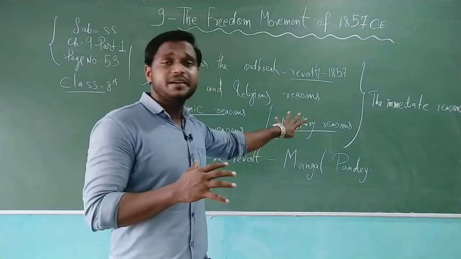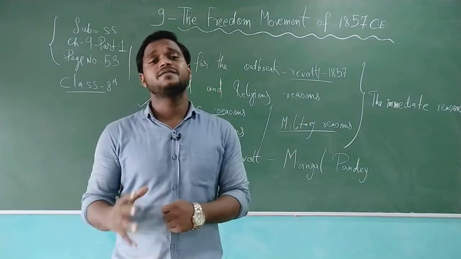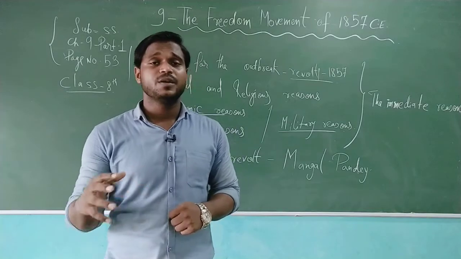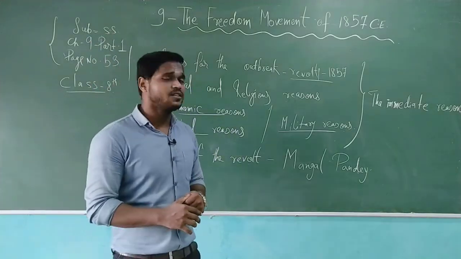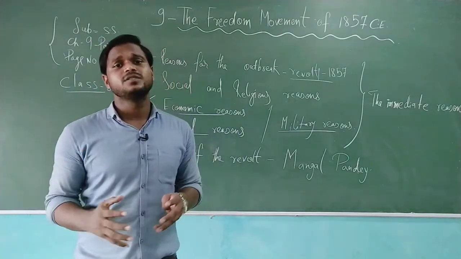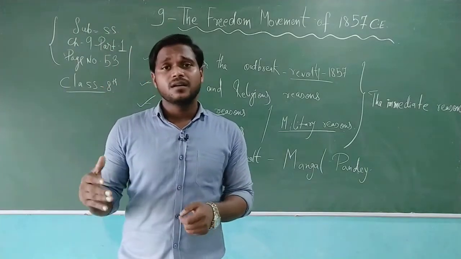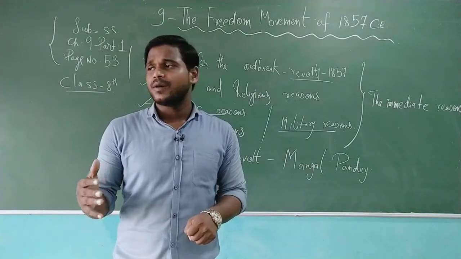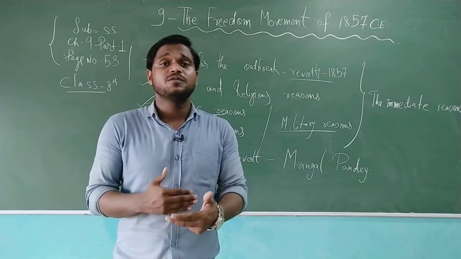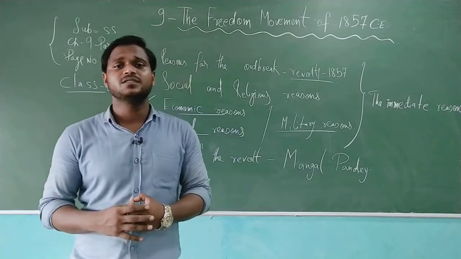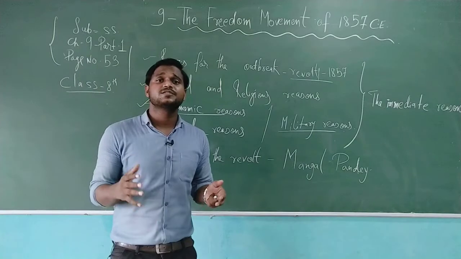Now if you talk about the military reasons, which are given on page number 53, the first page, then you can easily understand that the number of British officers and soldiers was less in the country. But if you talk about the ratio to Indian soldiers, then British soldiers were approximately 1:6.